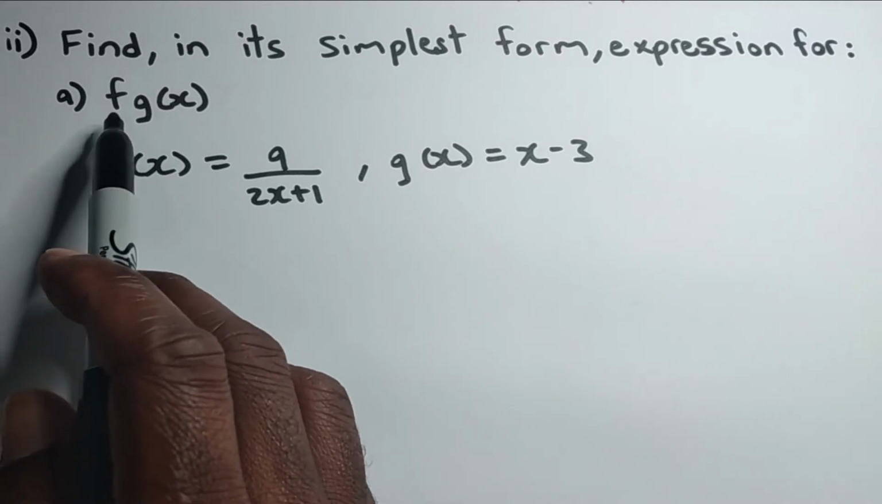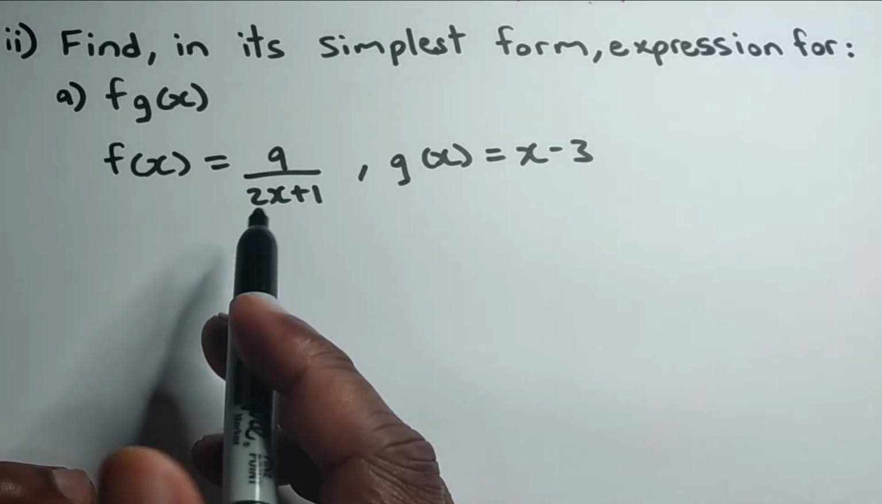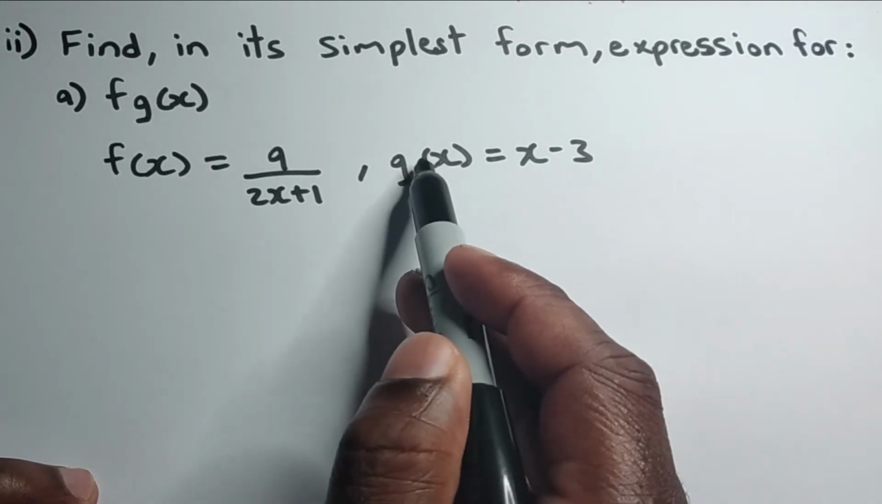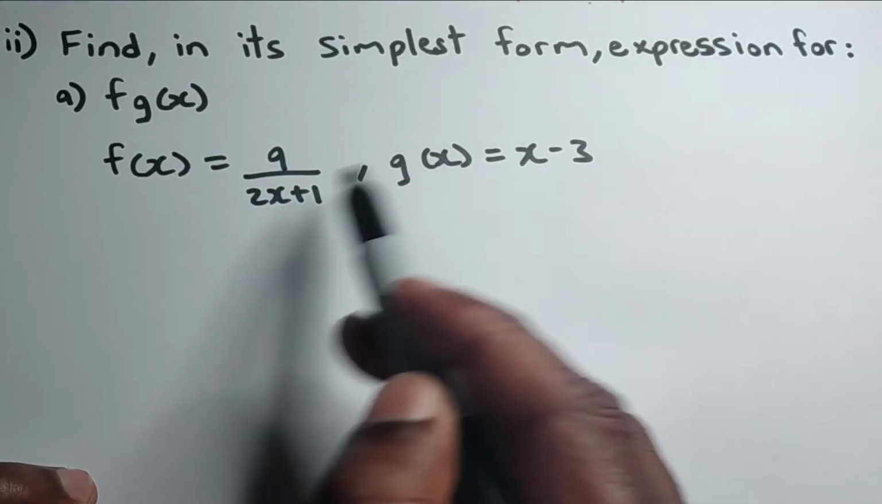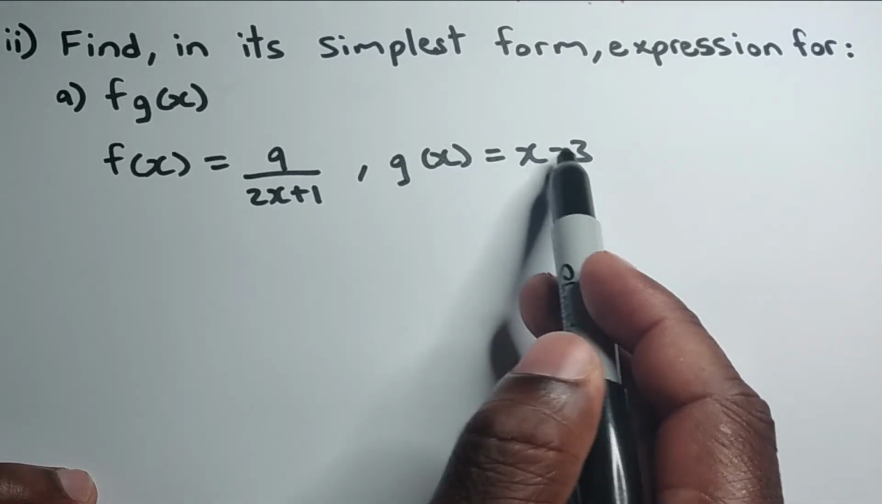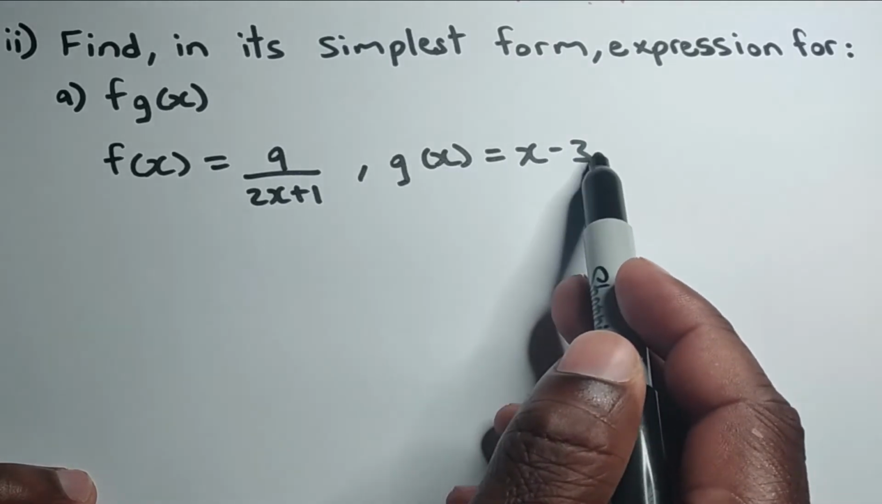So if we want to find f of g of x, what this simply means is we're going to substitute the g of x function into the f of x function. So wherever we have x, we'll replace the x with the function for g of x, which is x minus 3.